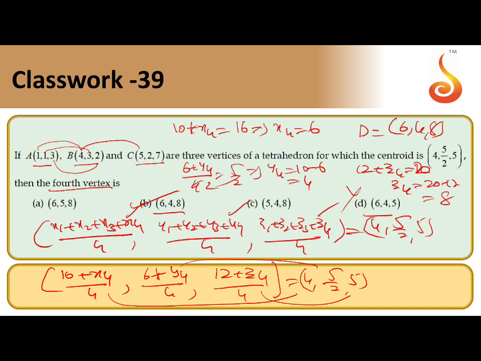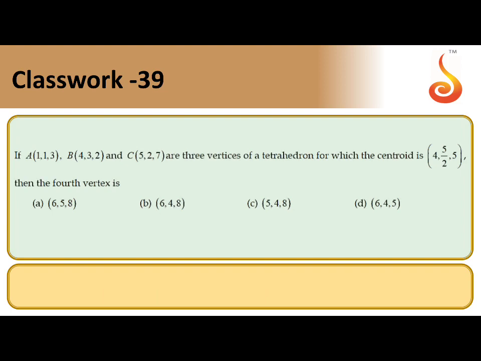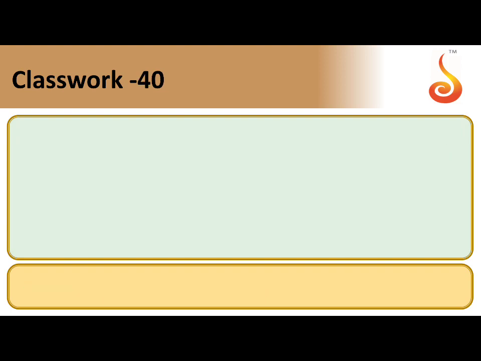I hope this is clear. So the answer will be 6, 4, 8. Equate each term and get the values: this is x4, this is y4 and this is z4. The coordinates 6, 4, 8 are the right answer. I hope this is clear. Check the answer. Option B is the right answer.